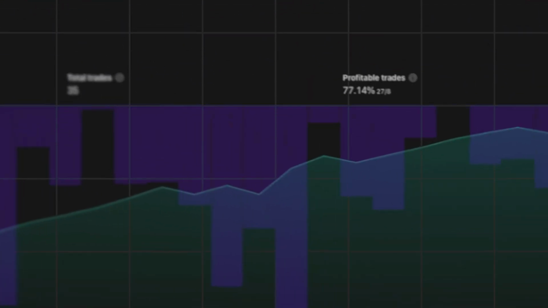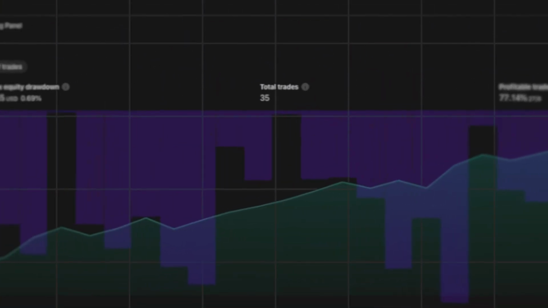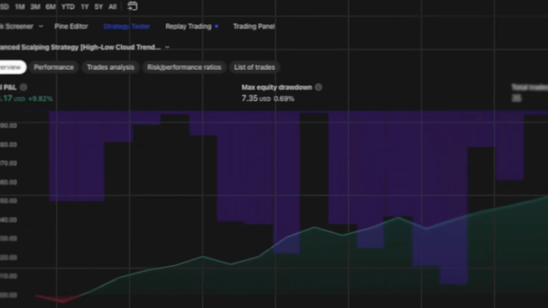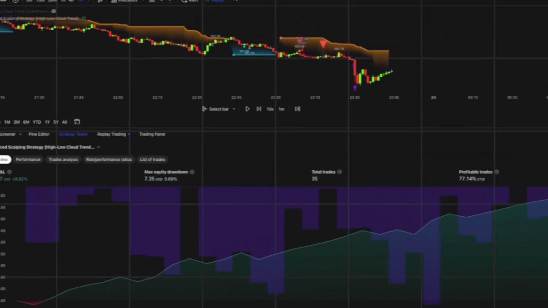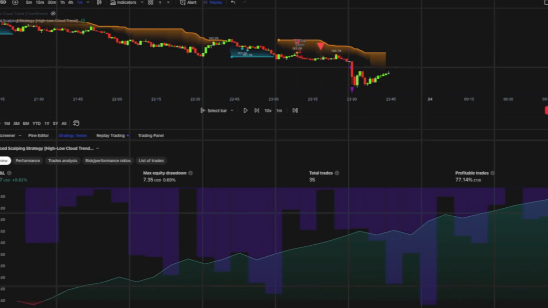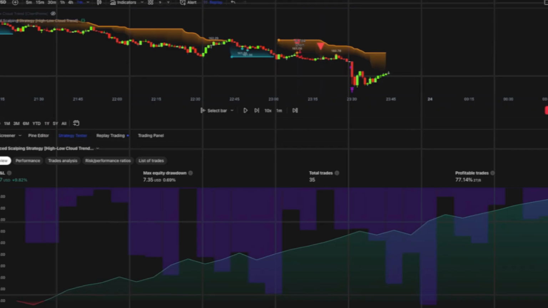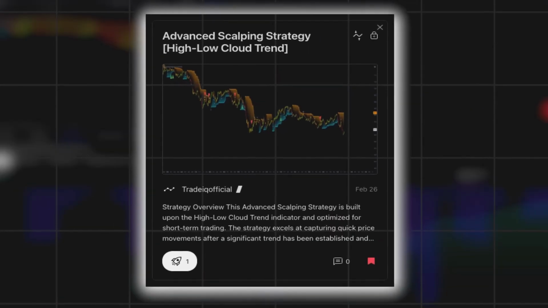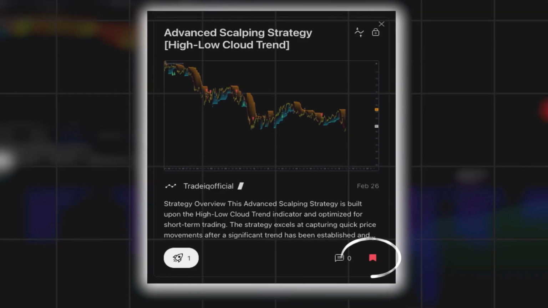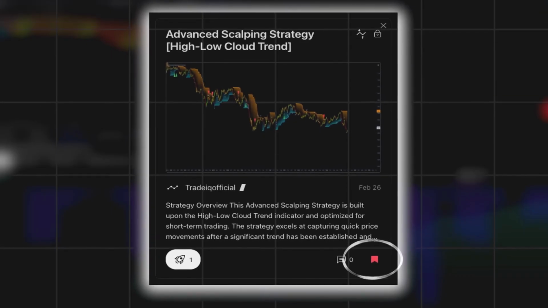Check out these performance stats. The win rate is incredible, and the profit curve is beautifully consistent. This isn't some curve-fitted nonsense. This is a robust strategy that understands market structure. By the way, this strategy is perfect for 5-minute scalping too. I'll drop the link to this script in the video description too. Just add it to your favorites, apply it to the chart, and tweak the settings the way I did.